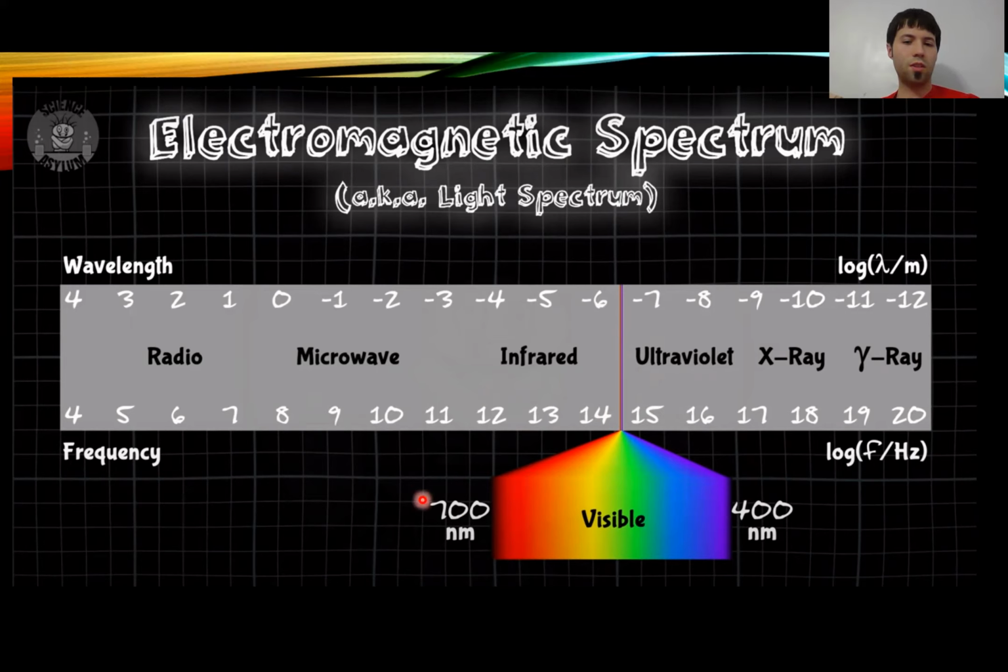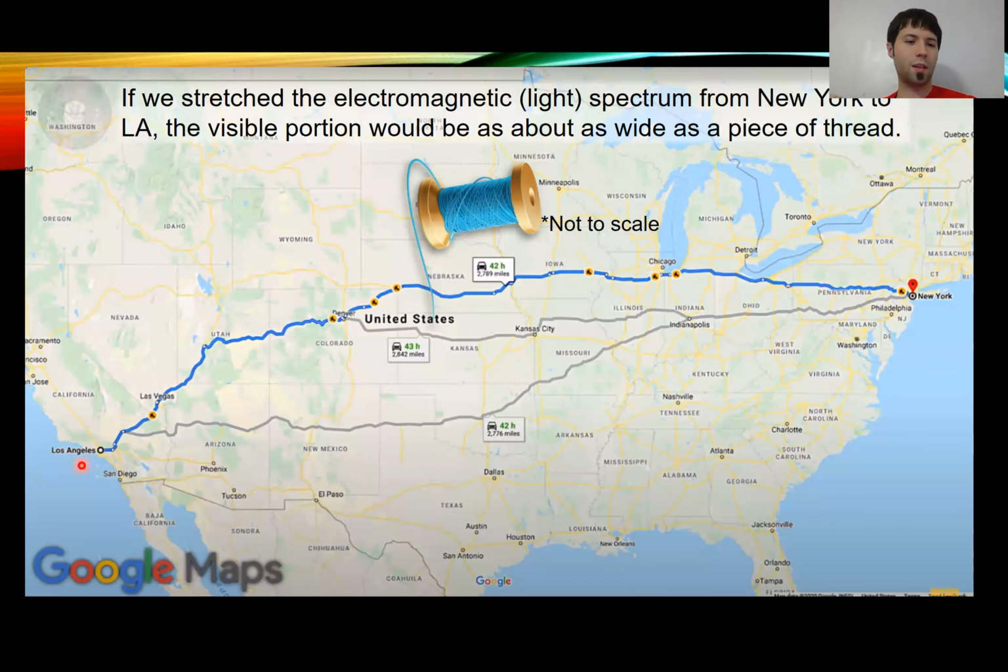Just to show you how small this band is, this actually is not to scale. This is a logarithmic scale, which means instead of advancing by ones, it advances by tens. I'm not going to explain what a logarithmic scale is, but this visible band is actually even punier if you compare it to the actual electromagnetic spectrum. Let me show you by this example here.